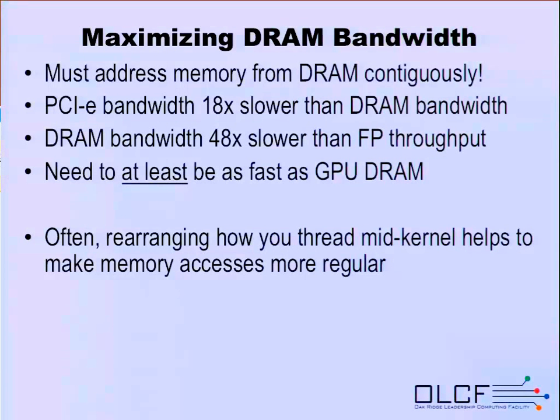8x compared to what, 48? It's better to do it in shared memory if it's going to be awkward accesses than to do it in DRAM. So a lot of times we've seen people just rework how they index mid-kernel and then do all their operations in cache.